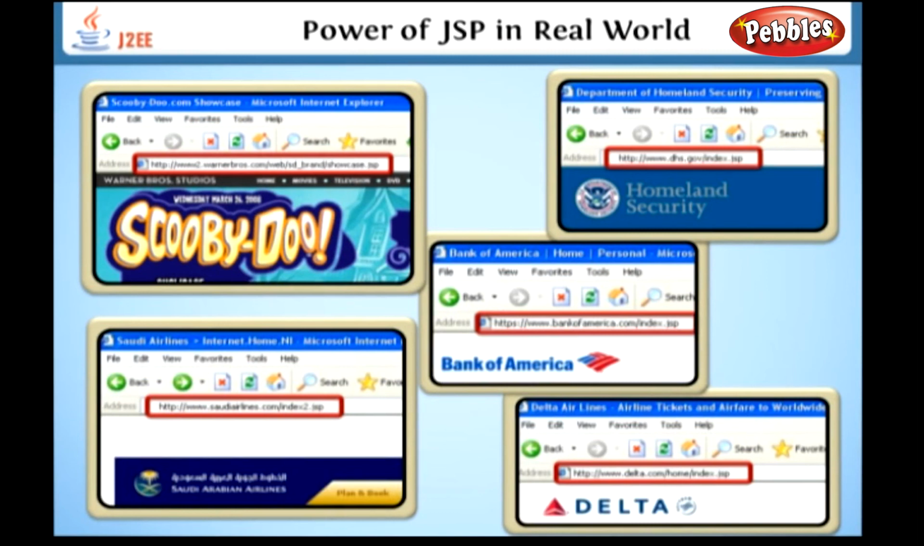Now we are looking at a screenshot of websites using JSP. In the screenshot, you are seeing the websites of Warner Brothers Pictures, Delta Airlines and Saudi Airlines, US Army, US Homeland Security, and Bank of America. Now I am confident that you know the power of JSP in the real world.